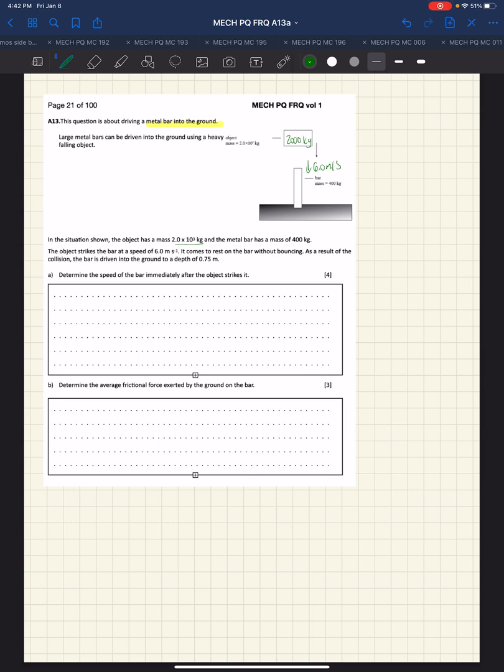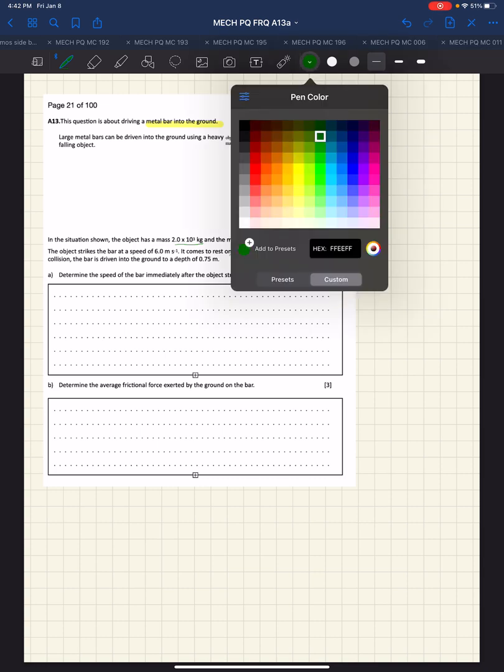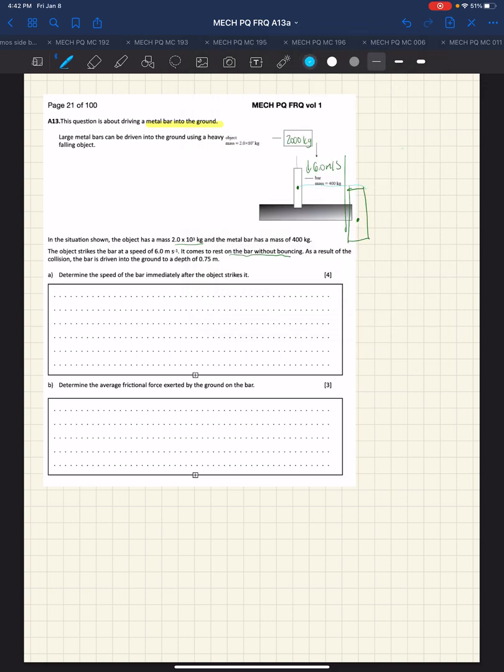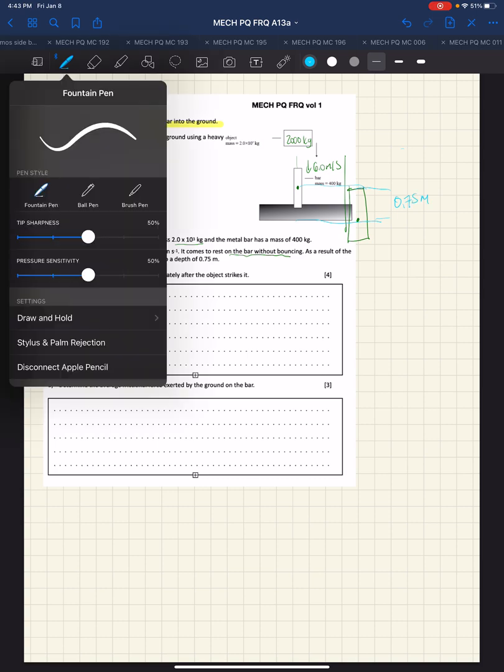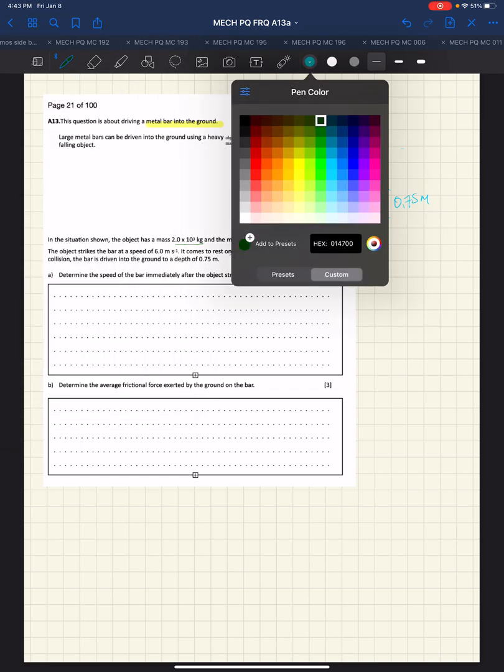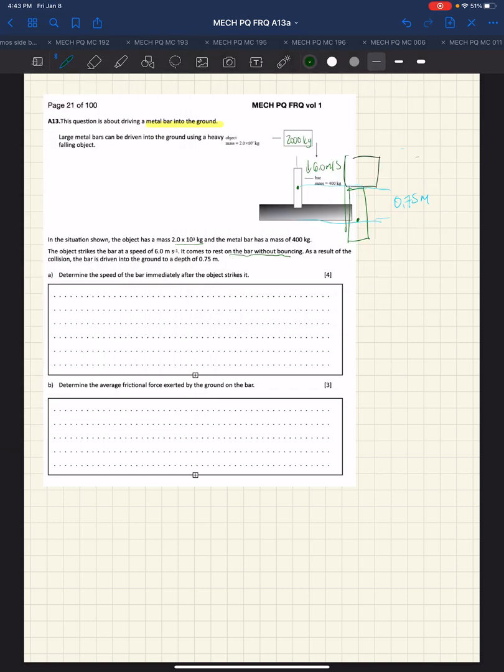It comes to rest on the bar without bouncing, so that eliminates the possibility that it's being hit multiple times. The bar is driven into the ground to a depth of 0.75 meters, so if we take the center of mass of this bar and do an after drawing, it's now down 0.75 meters relative to the bar. So we have a change in height of 0.75 meters. And of course, that big mass is sitting on top of it that entire time.